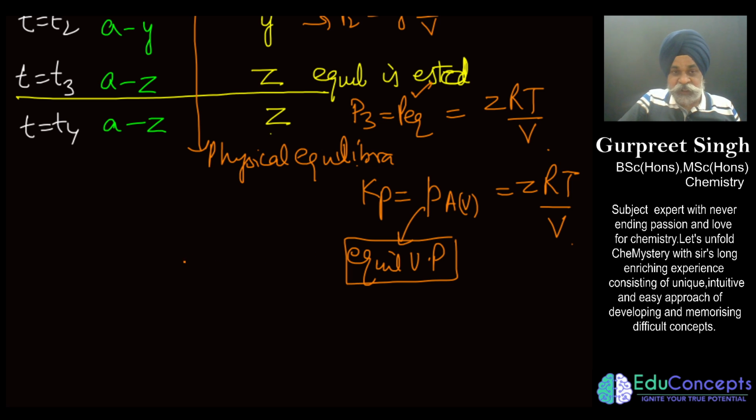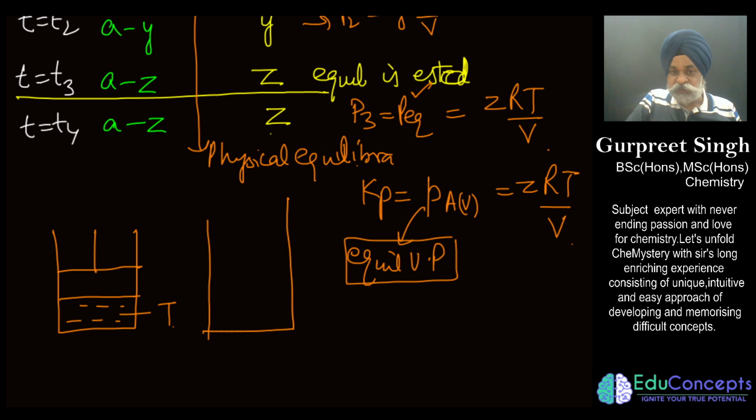Now the fact of the matter is that if this container, which contains a liquid at some temperature T, somehow has its volume increased, what would happen? This volume has been increased from, let's say, V to V dash.